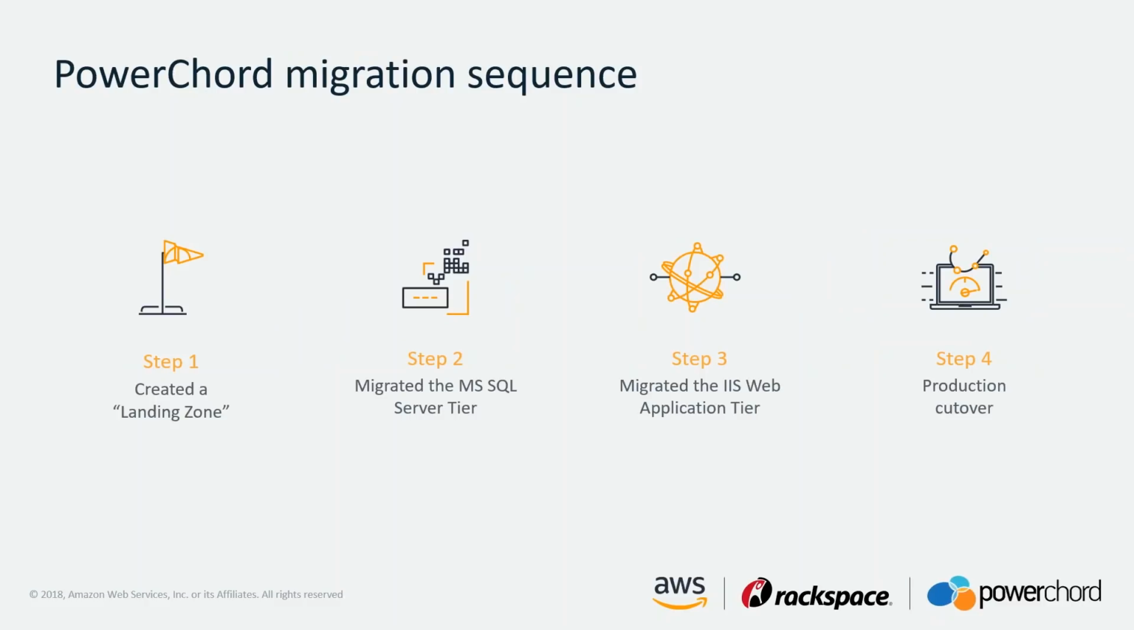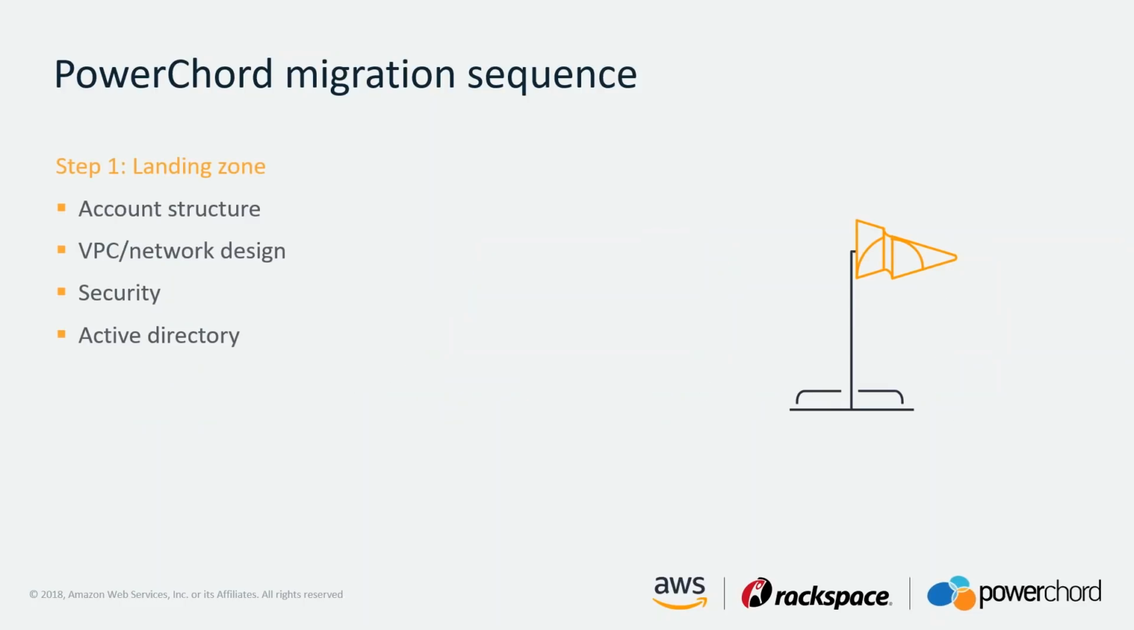So what did the PowerChord migration sequence look like? Well, we really kind of summarize it into four steps. This is an oversimplification, but it really helps you understand the overall what's happening. So first, we start with a landing zone.